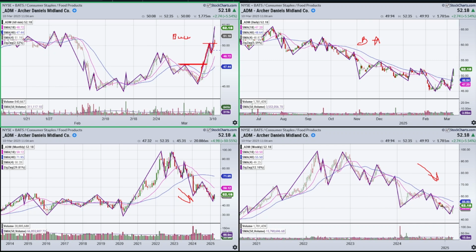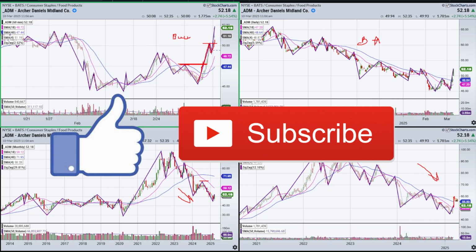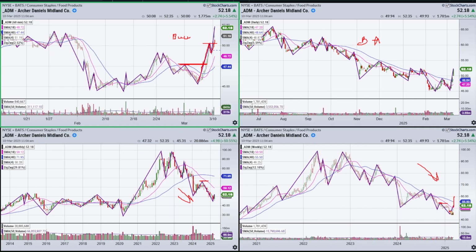And you can see based on the distance between these prior peaks that the weekly will also turn before the monthly will. You see how we'll get a higher high if this keeps moving up? We'll get a higher high on the weekly chart before we see that on the monthly.